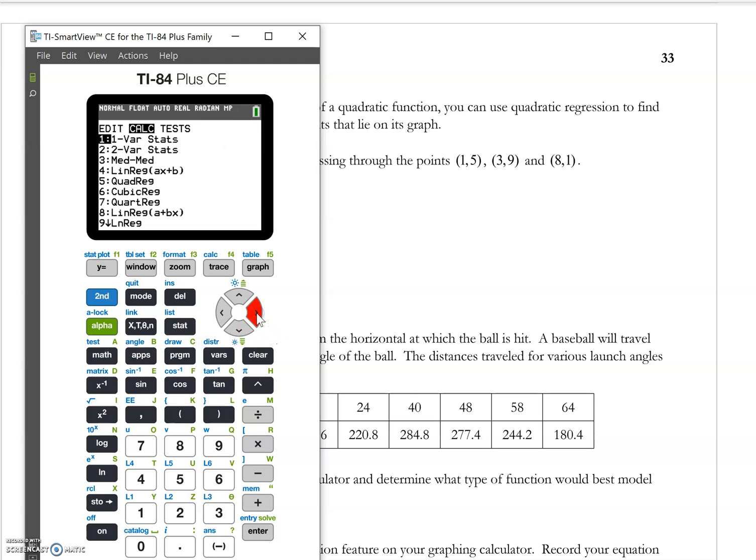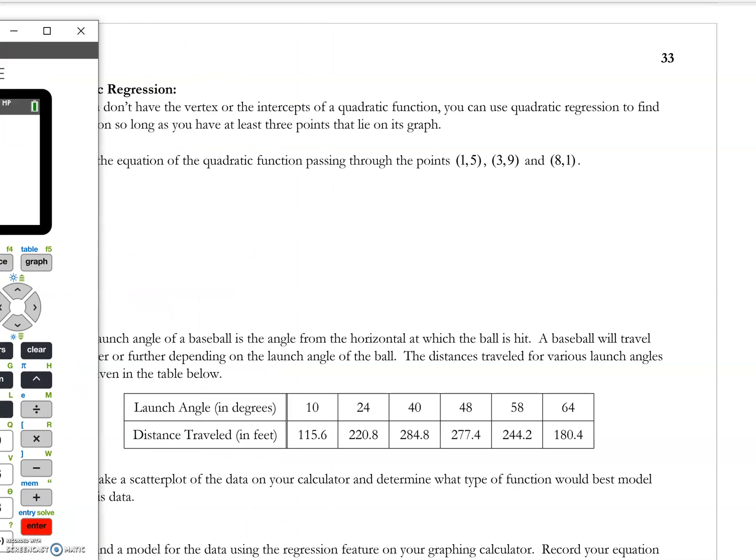I'm going to go over to calc. And number 5 for most calculators should say QuadReg for quadratic regression. So I'm going to hit enter for number 5, hit enter all the way down to calculate. Your calculator might look a little different there. Some of you might only have to hit enter one time. But here I see that I have a quadratic in standard form, ax squared plus bx plus c, and I'm given the values for a, b, and c that I can substitute into this equation.